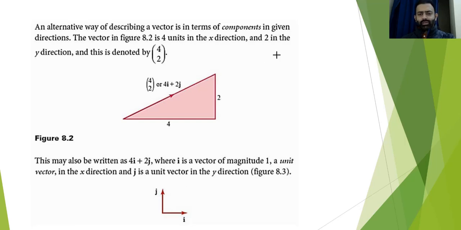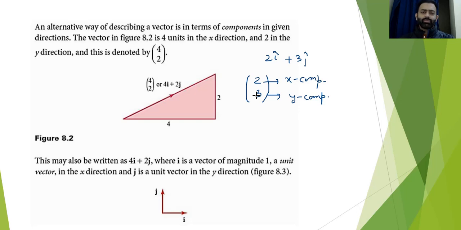One way of writing a vector in component form is writing just like I did here, the 2i cap plus 3j cap in this component form, or simply I can write this with a vertical matrix of 2 by 1. There are 2 rows and single column. Writing the first element, that will denote the x component, and the second element will be the y component. Okay, so 2, 3, this column matrix is called the column vector, right? This may also be written as 4i plus 2j. Okay, this is 4 distance, this is 2, this we have already covered.